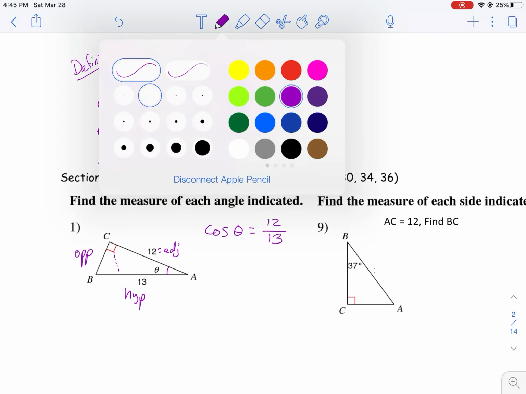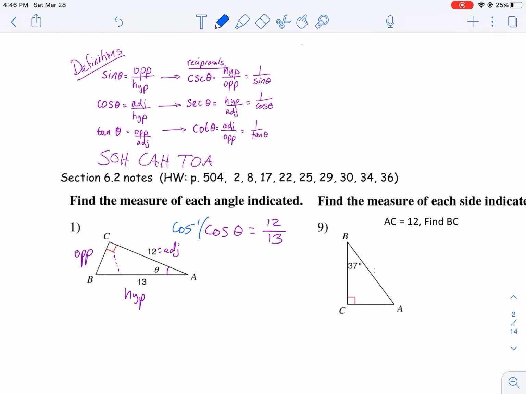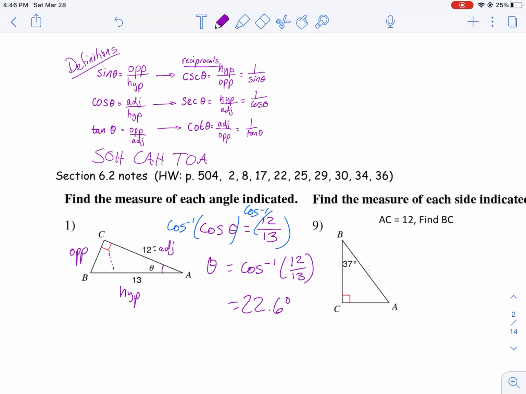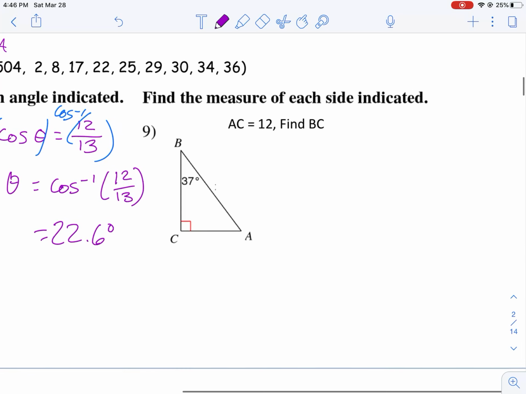All right, now we need to solve for the angle. How do we solve for the angle? Well, we need to use the inverse cosine of each side to get theta equals the inverse cosine of 12 over 13. Type that ratio into the calculator, and the calculator is going to give you that angle, which is 22.6 degrees. All right. Encourage you to go ahead and pause it and try the next one on your own.